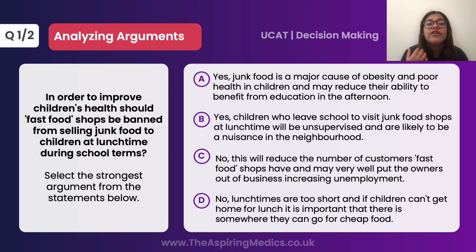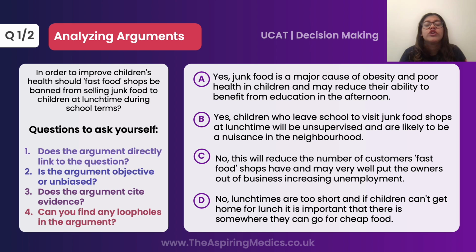Now, before we even read these answer choices, you need to ask yourself some questions when you're looking at them. First, does the argument directly link to the question? Second, is the argument objective or unbiased? Third, does the argument cite evidence? And fourth, can you find any loopholes in the argument? If you go through this checklist while doing these questions in the decision making section, you're bound to find the correct answer very easily.